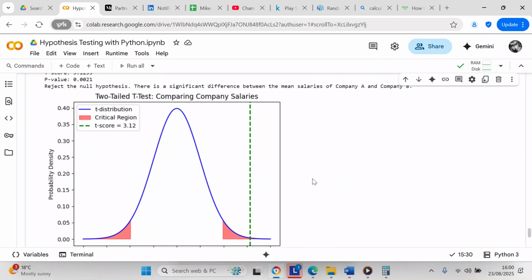So the blue line is your t-distribution, the red is your critical region, and you can see that your t-score of 3.12 is well into the critical region.